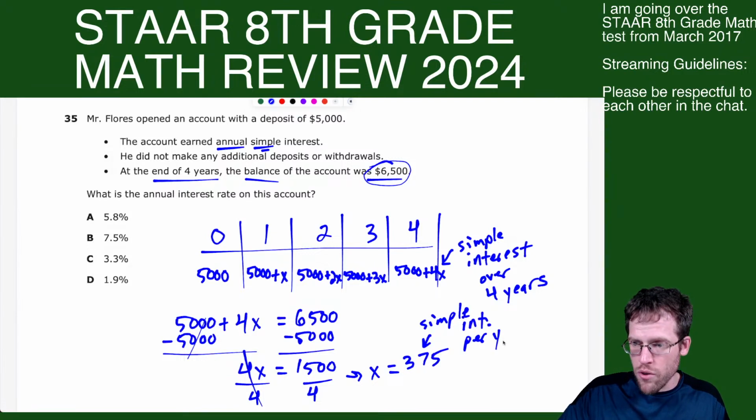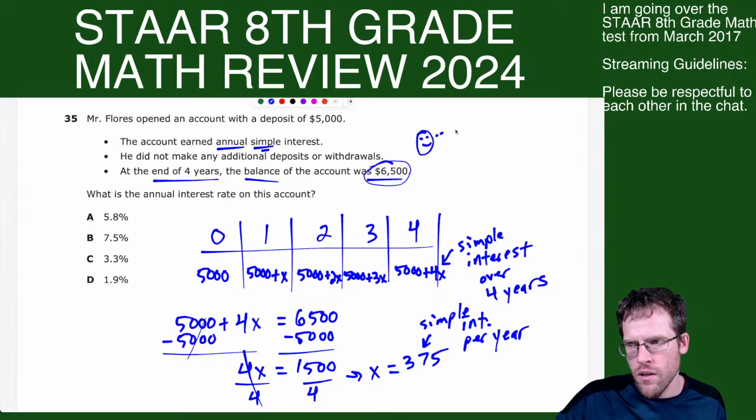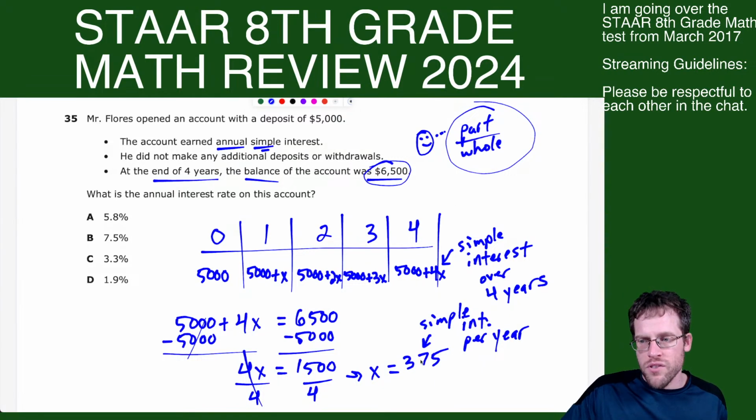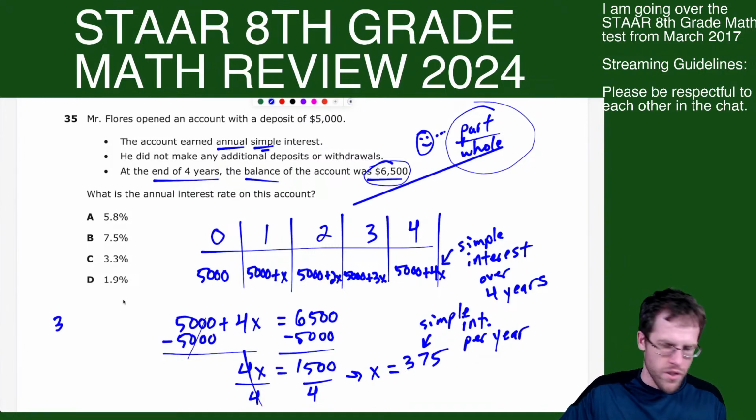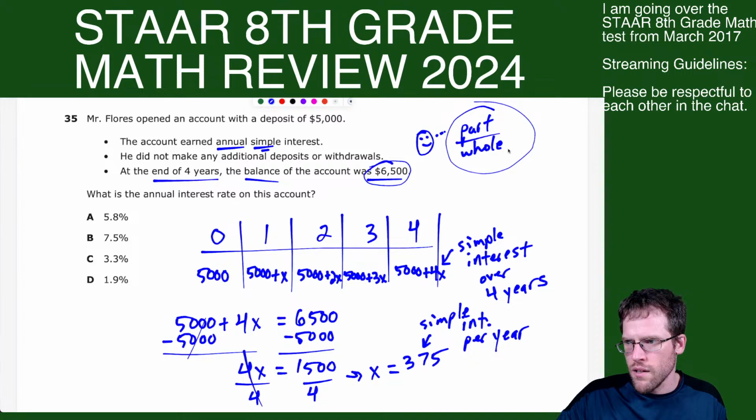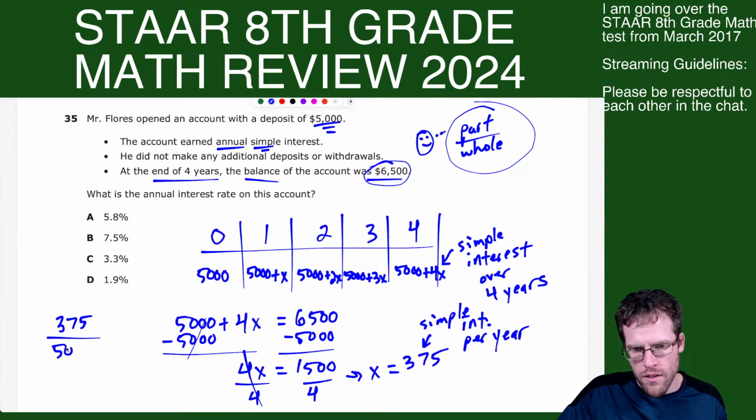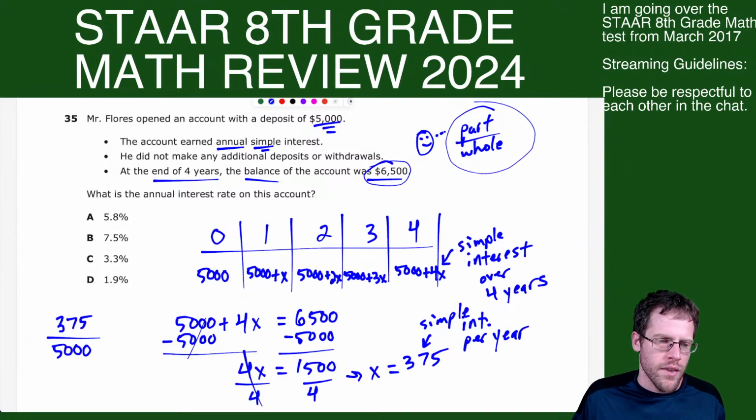But we want to know the rate. So this is calculated by the original amount. So the concept we're going to use is part over whole. For this one, you really got to know your percents. Okay, so the part, Mr. Flores, the simple interest, okay, let's try that again. So the simple interest, he's making $375 per year, but that's the part of the whole deposit that he originally made, 5,000. So what percent of 5,000 is 375? That's what we have to look for.